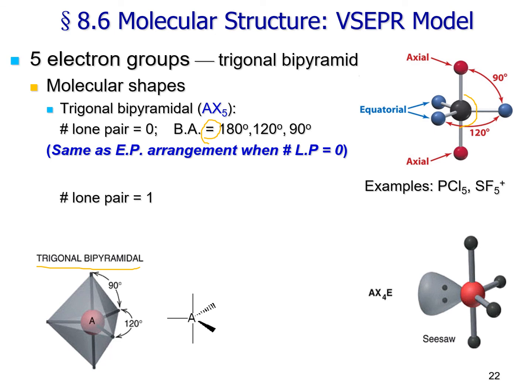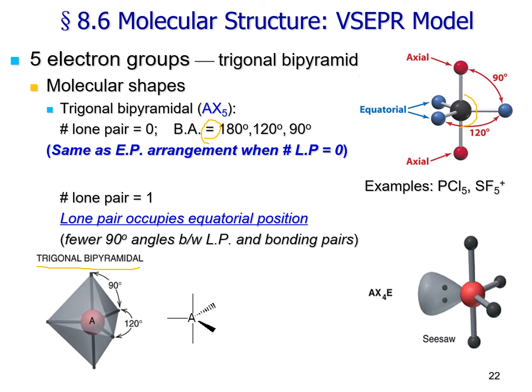If we do have one lone pair, it will occupy the equatorial position. How do we know that? That is because if we have a lone pair of electrons on the equatorial position, that will introduce fewer 90 degree angles. Remember, the closer the angle, the smaller the angles between the electron groups, the greater the repulsion.